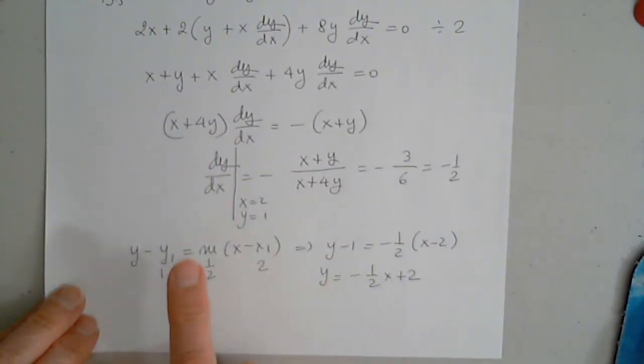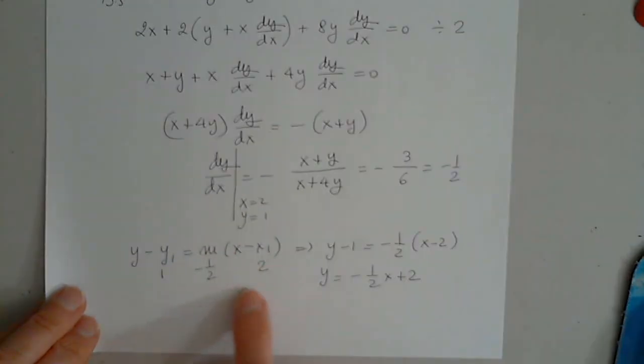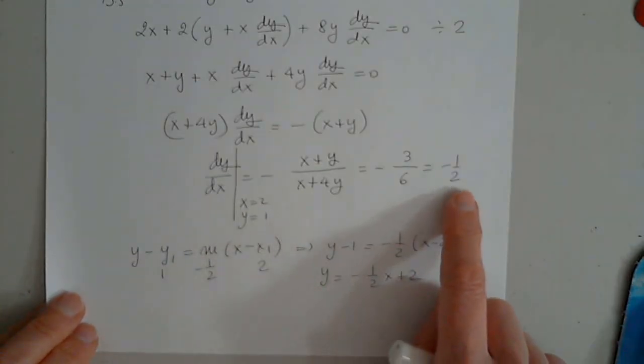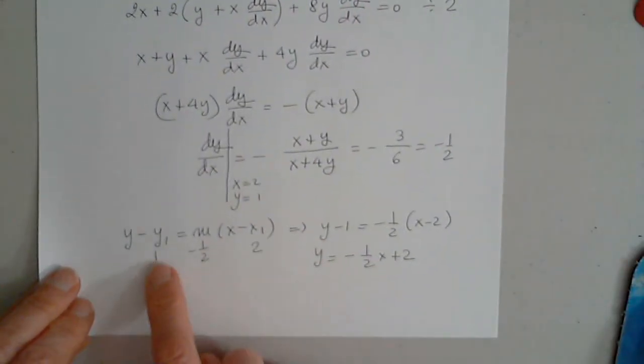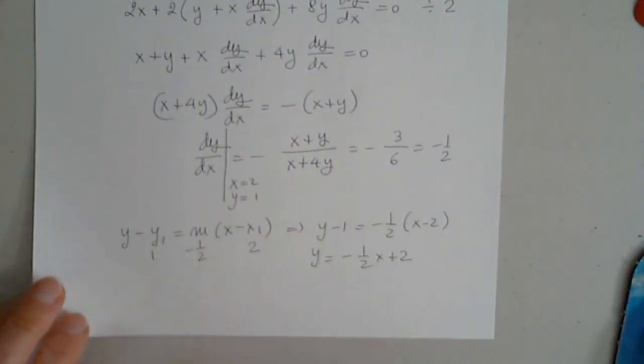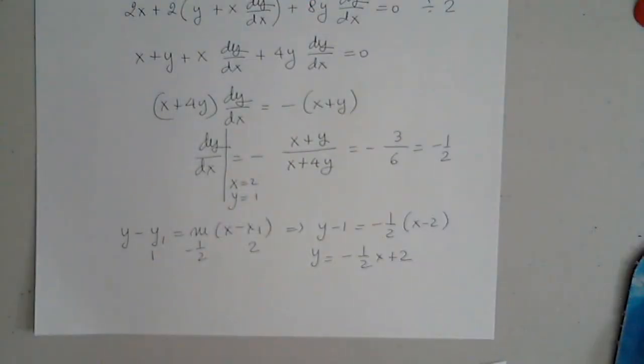y minus y1 equals the slope times x minus x1, for the equation of the tangent. I replace the slope with negative 1/2. I was given the point 2 comma 1. I plugged in everything and I got y equals negative 1/2 x plus 2.